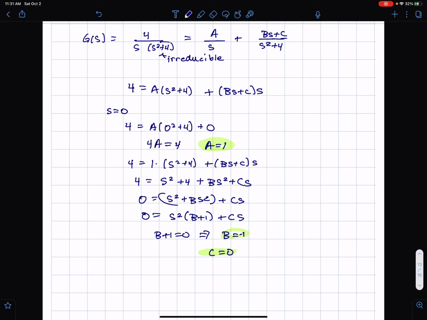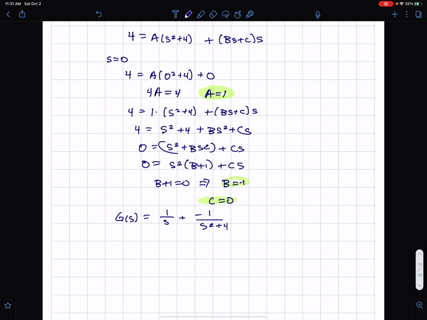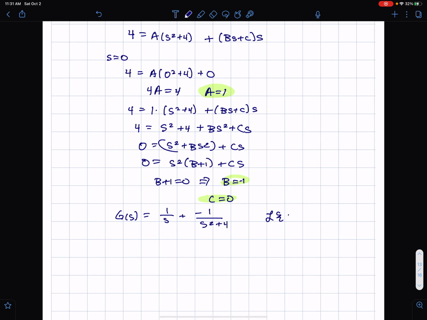All right, so I know I sort of slowed down on that. I'm doing a bunch of these problems. So G of s, no excuses though, is 1 over s plus Bs plus C, but B is -1, so it's -1 over s squared plus 4. And see, the Laplace transform of 1 is 1 over s. The Laplace transform of sine bt is b over s squared plus b squared.